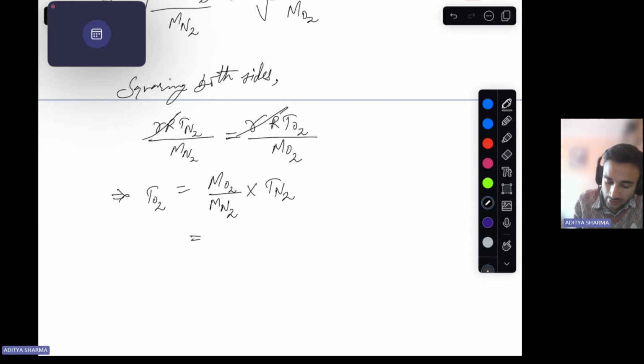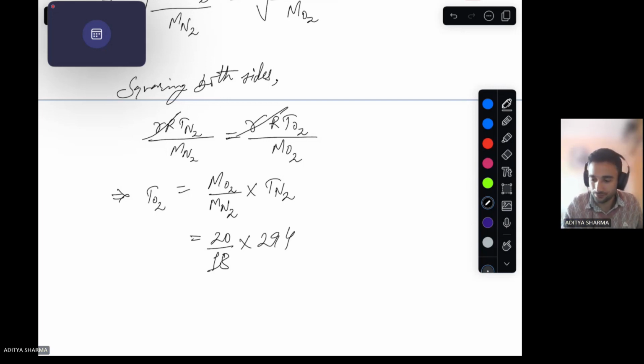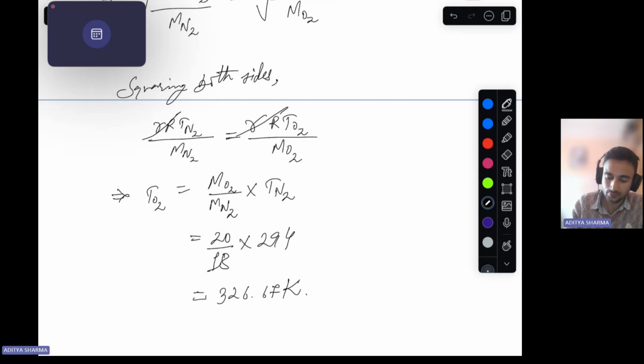Okay. So we will write it this way: 20 by 18 into T94. Now if we try to figure this out using calculators, this comes out to be 326.67 Kelvin. Right. So this is our answer.